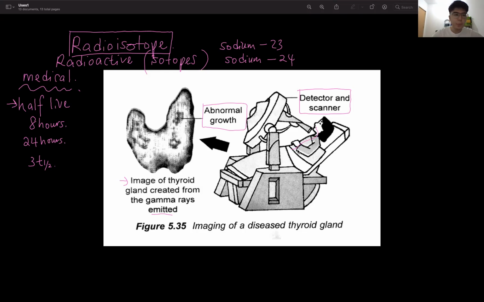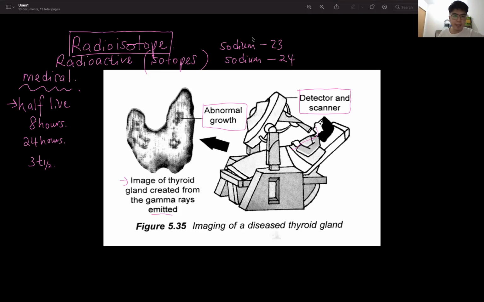So why do we use a small half-life? It is to minimize the dose. If you use a huge half-life, then in the long term it can destroy your cells because the radioactive amount is too high. So you have to use a small half-life, like 8 hours. Then in 1 or 2 days it is gone already.